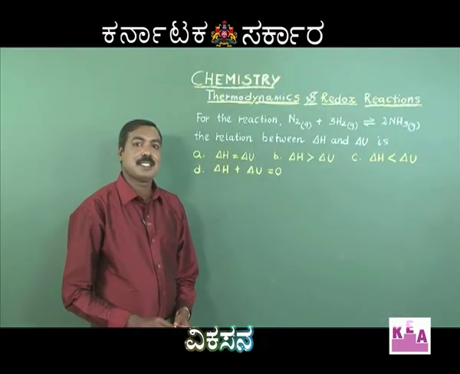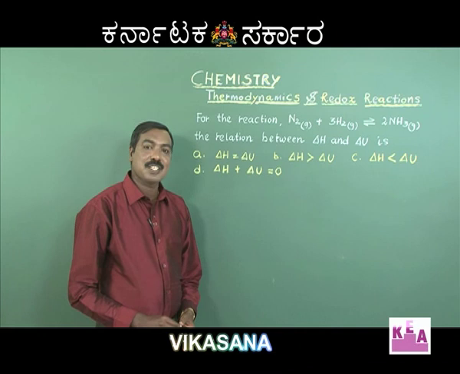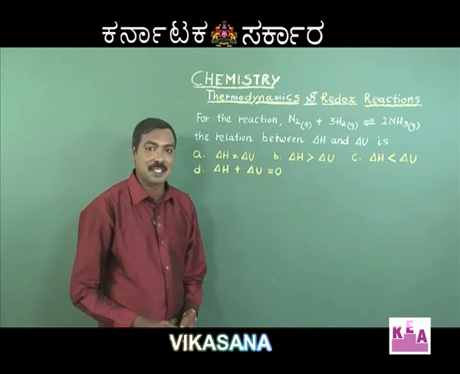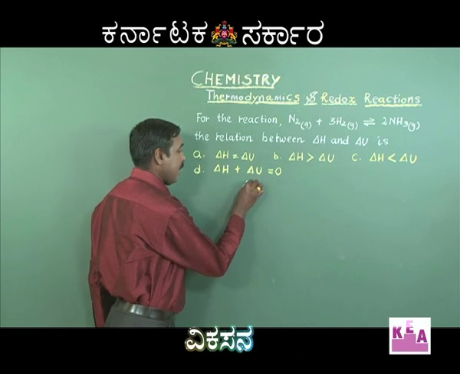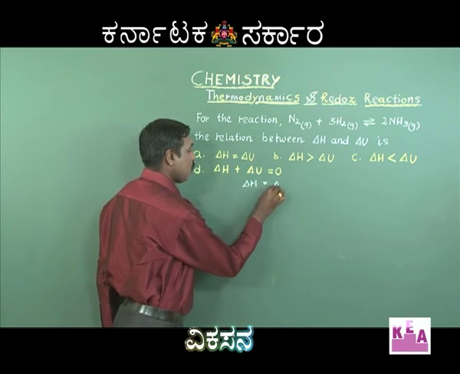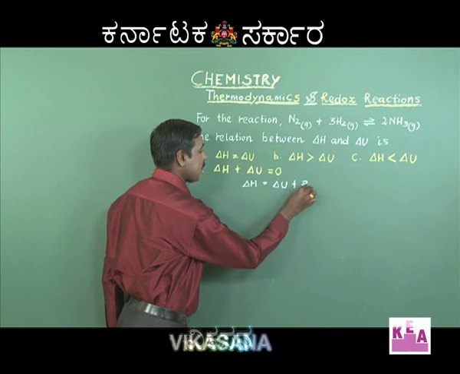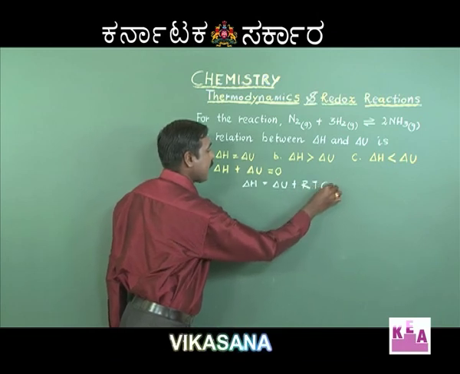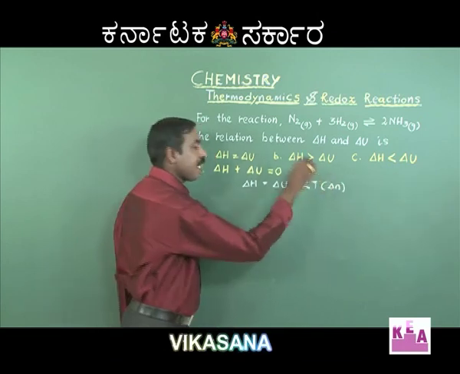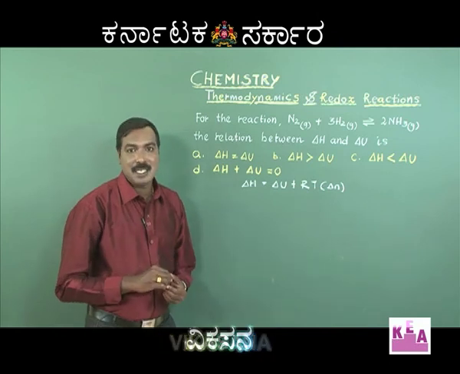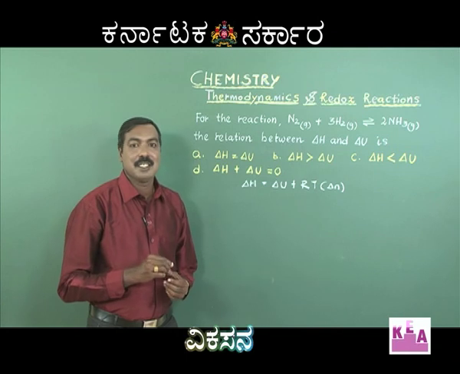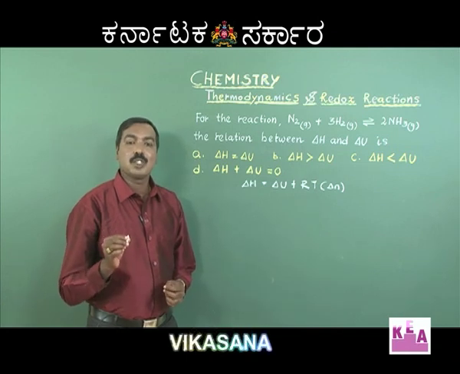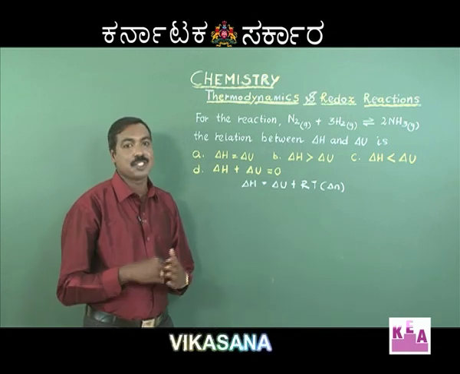To work this, we need to understand the relation between enthalpy and internal energy. The relation is, you should be aware, delta H is equal to delta U plus RT delta N, where delta N is the difference in the number of moles of the product which are there in the gaseous state minus the number of moles of the reactants which are there in the gaseous state.